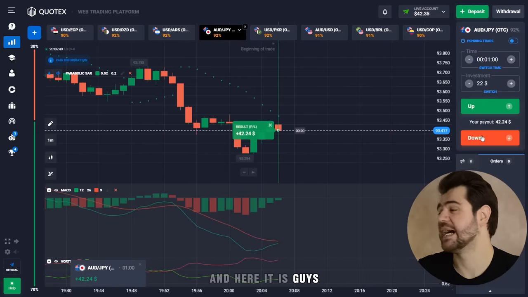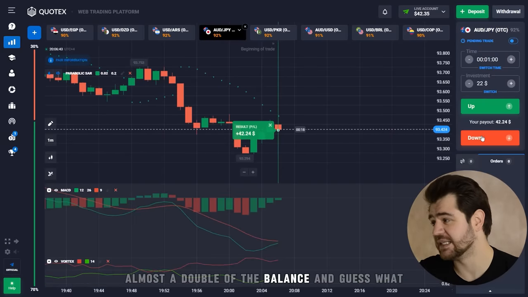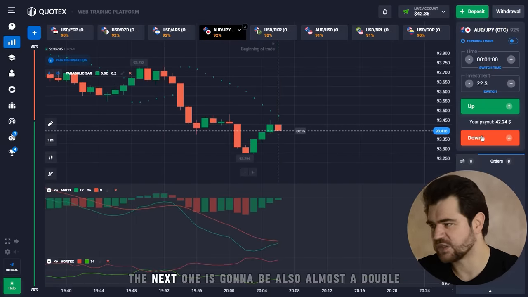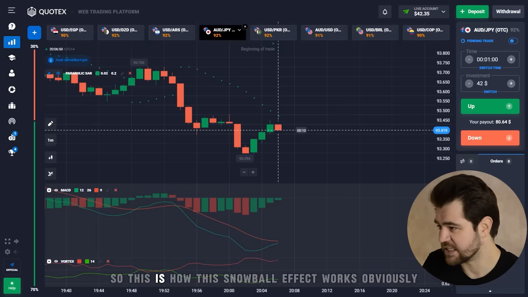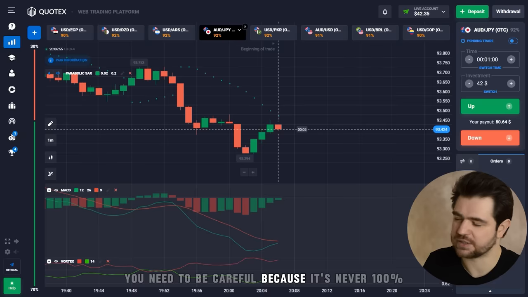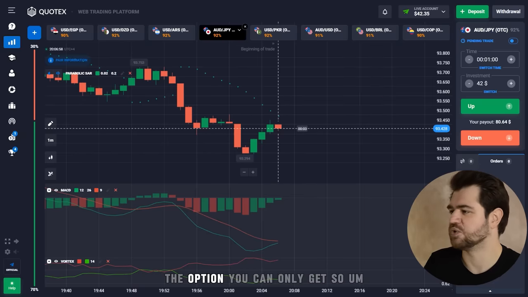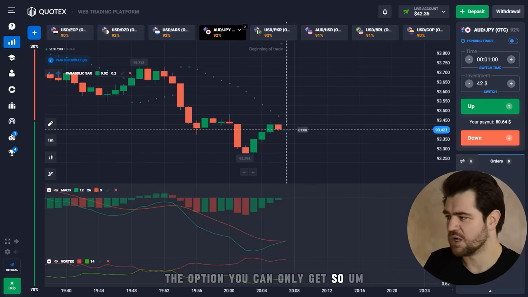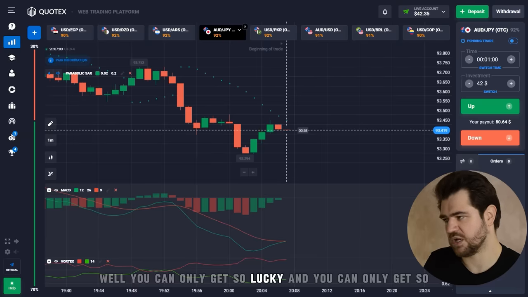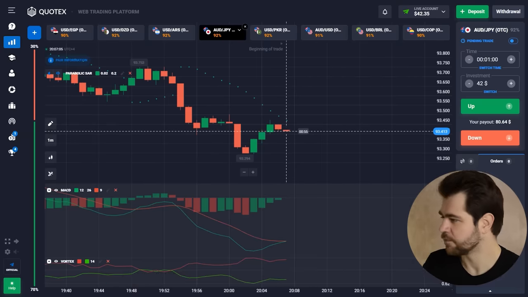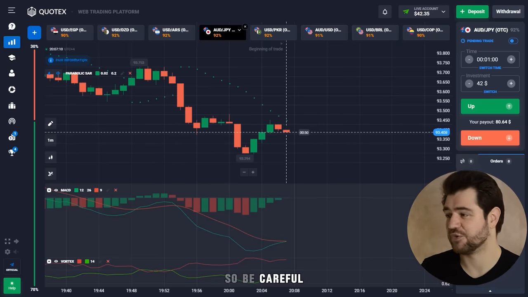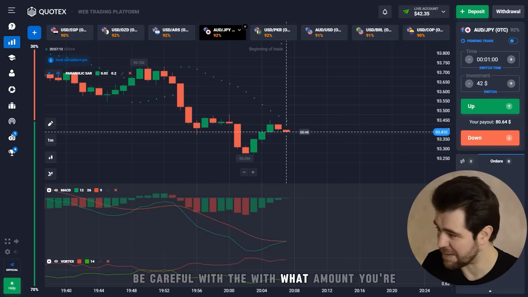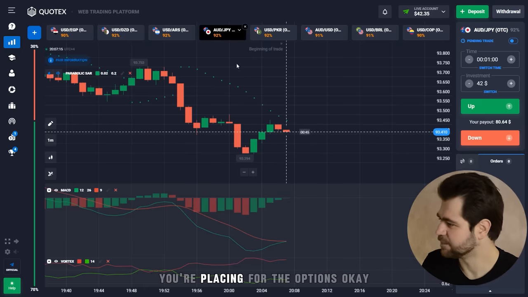And here it is, guys, almost a double of the balance. And guess what? The next one is gonna be also almost a double. So this is how this snowball effect works. Obviously, you need to be careful, because it's never 100% the option. You can only get so lucky, and you can only get so correct. So be careful with what amount you're placing for the options.